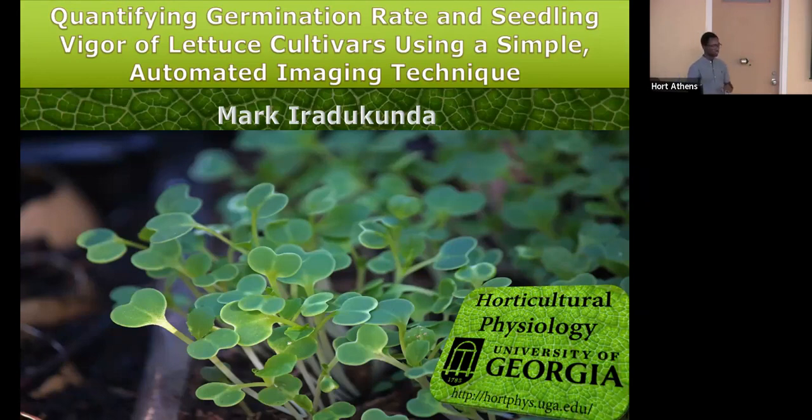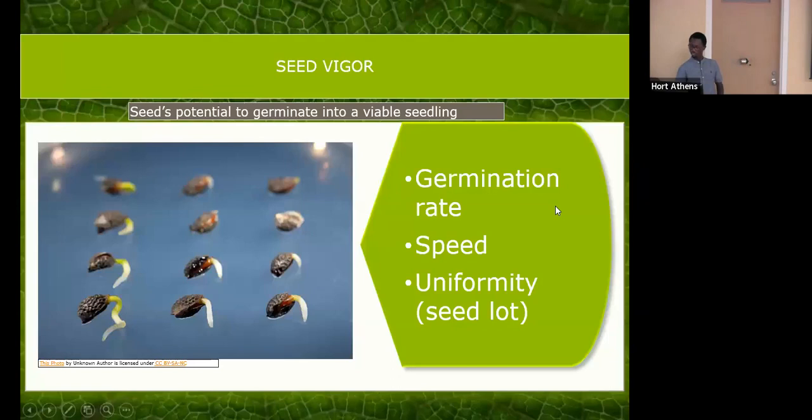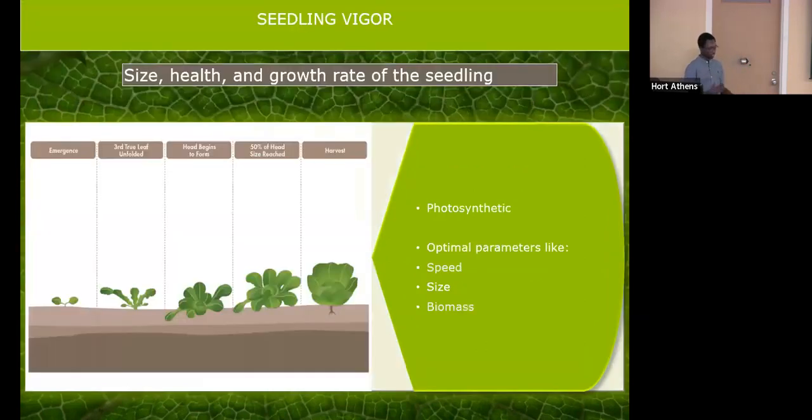I am working on different image systems to quantify germination rate and seedling vigor in different cultivars. So yeah, let's start with a few definitions. In our study, when we talk about seed vigor, we're looking at the seed's ability to germinate to a viable seedling. And we're looking for qualities in terms of germination rate, the uniformity of germination, and the speed of germination. And when we talk about seedling, specifically we're talking about a young plant that can perform photosynthesis. And the vigor, we're looking at the size of the seedling, the health, and the growth rate of the seedling.